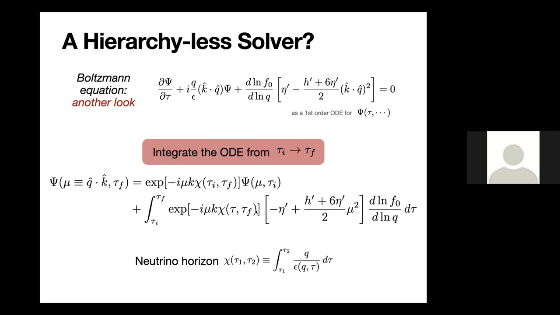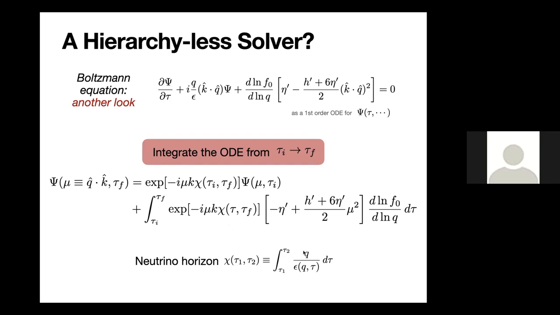So this is the result. This idea is actually very simple, very similar to what was done in the line of sight formalism for the photons. But there are two differences that I want to point out. First difference is that photon is massless, while the neutrino is massive. So the neutrino horizon defined here, and that also appears in the exponents, is not proportional to conformal time, but is nonlinear in conformal time, given by this integral.